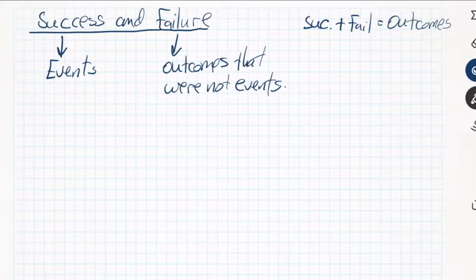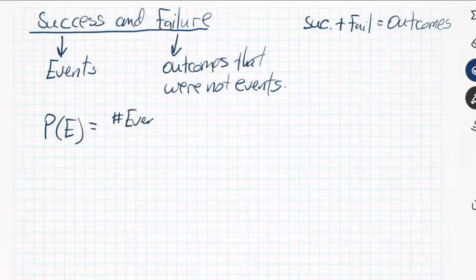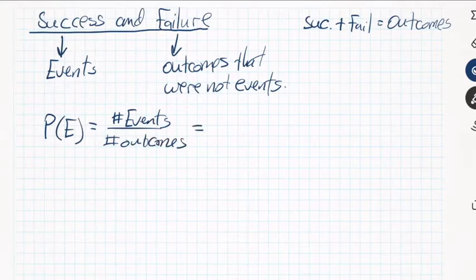All right, so we can define probability, which used to be, the probability of an event is equal to the number of events over the number of outcomes. And we can kind of just change it a little bit in terms of these successes and failures. And I'm just going to represent them with S for success and F for failures. So successes plus failures is going to be our outcomes.